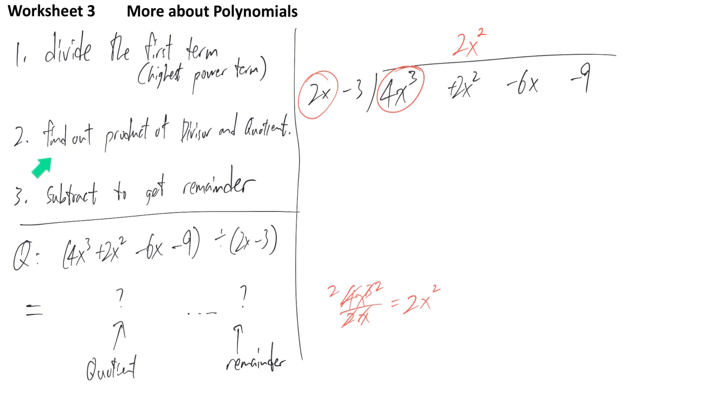After that, we are going to implement the second part. We have to find the product of this divisor and the quotient and put it here. So the part we already counted is 4x power 3, and 2x squared times negative 3, we get negative 6x power 2. The final step to finish one cycle is to subtract them to get the remainder. We are going to use 2x squared minus negative 6x squared.